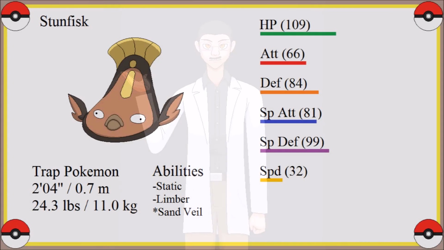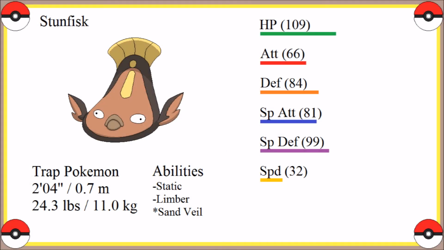While Stunfisk are capable of delivering moderately powerful attacks in battle, their offensive stats are not that great. Possessing below-average base attack and special attack stats for a fully evolved electric type, and a below-average base attack stat for a fully evolved ground type, with their base special attack stat being only slightly above average for that particular type.